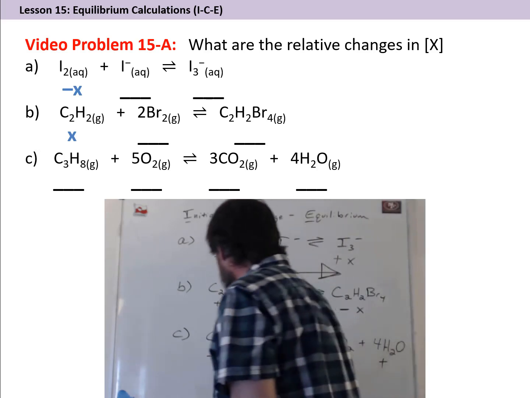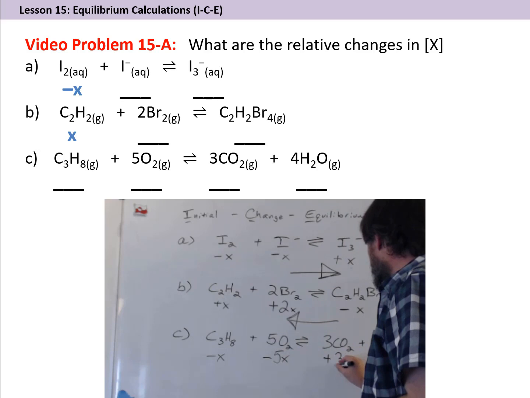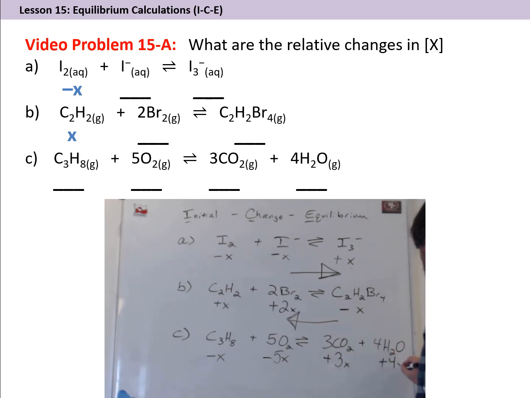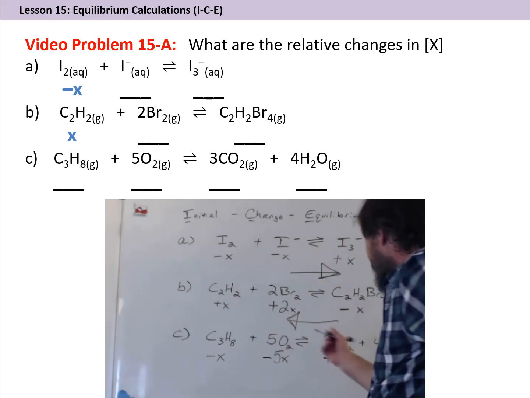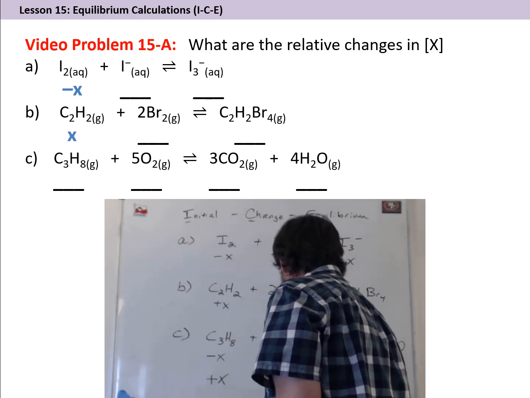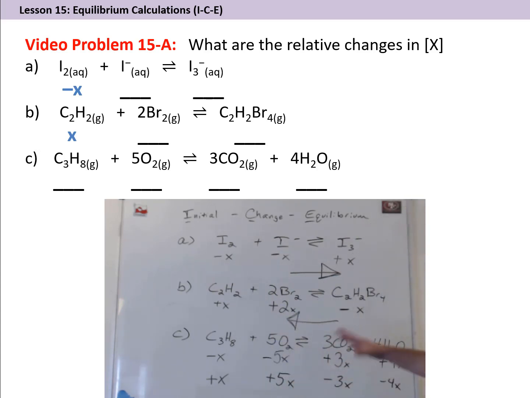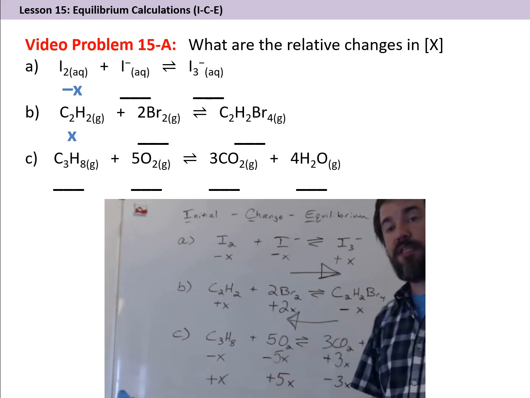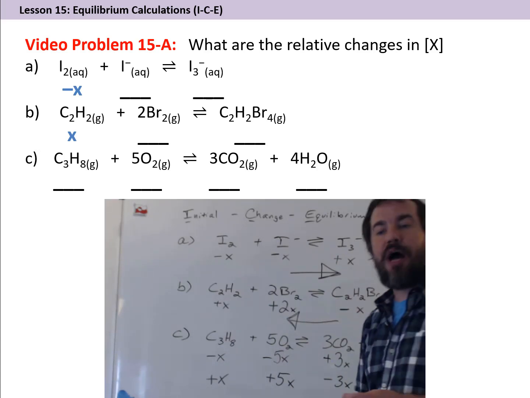So if this is minus X, this will be minus 5X, this will be plus 3X, and this will be plus 4X, right? I'm just using my stoichiometry. And then, if instead it shifted the other way, this would be plus X, plus 5X, and then minus 3X and minus 4X. Okay? So, this is shifting towards the right, towards products. This is shifting towards the left. All right. So, relative changes is key when we do ICE problems.